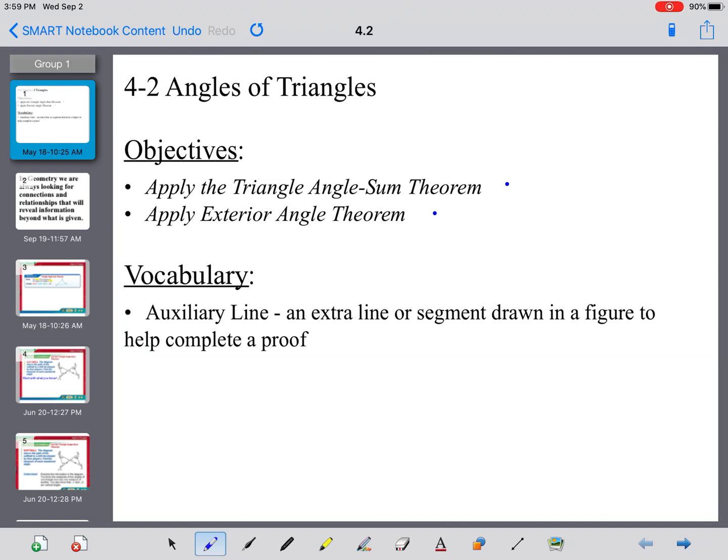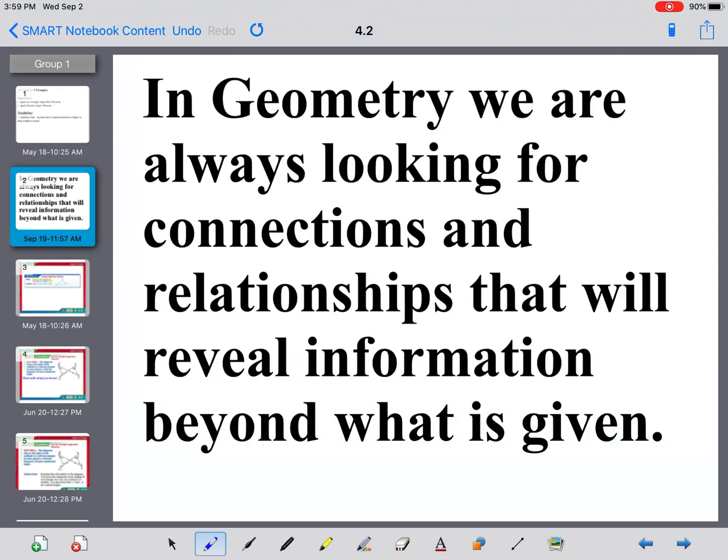In this lesson, we're going to look at angles of triangles. And we're going to do the triangle sum theorem, which we'll see in a few minutes, and then the exterior angle theorem, which is really powerful. And I guess we don't practice it enough, but it's really neat, the exterior angle theorem.